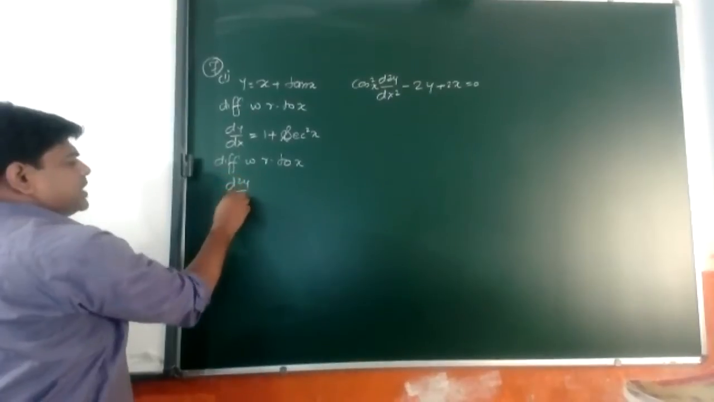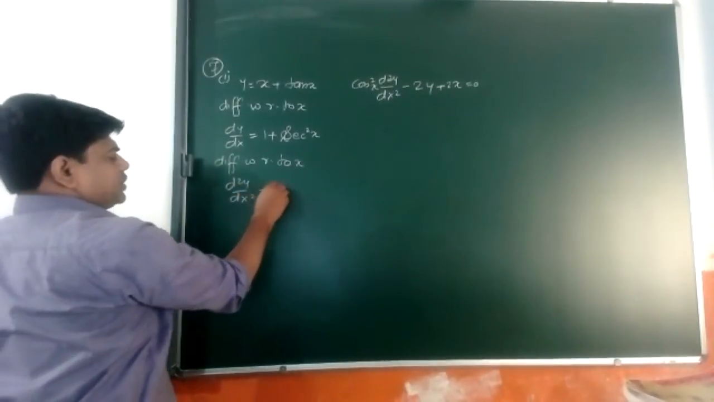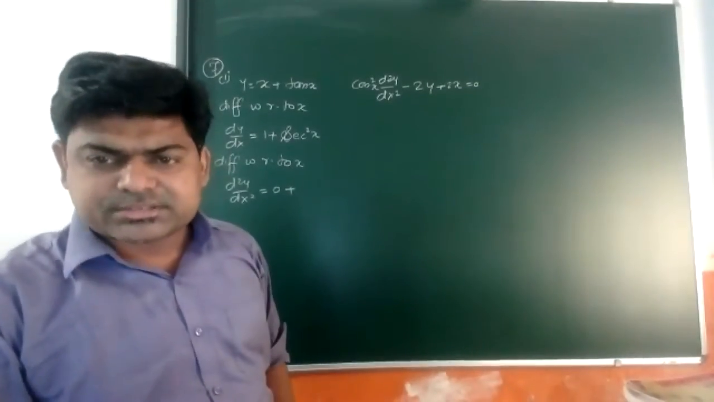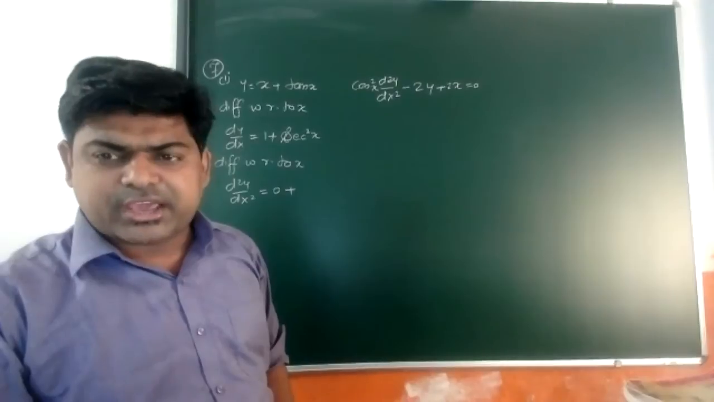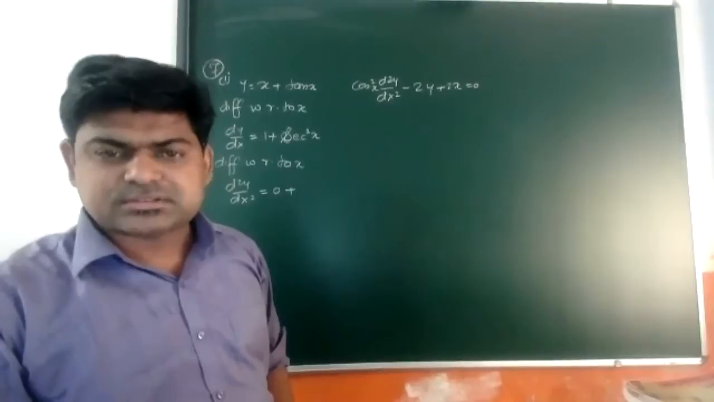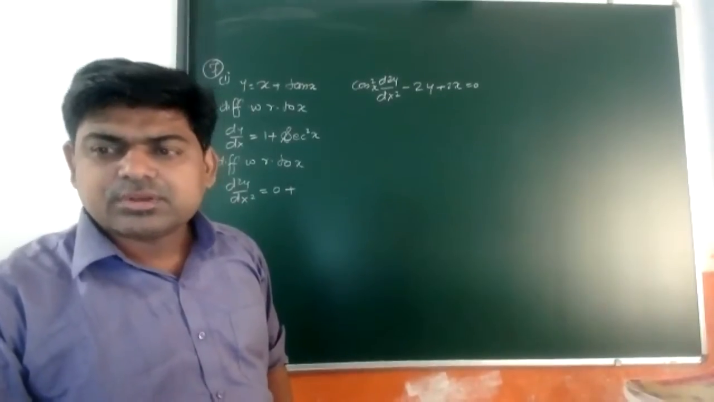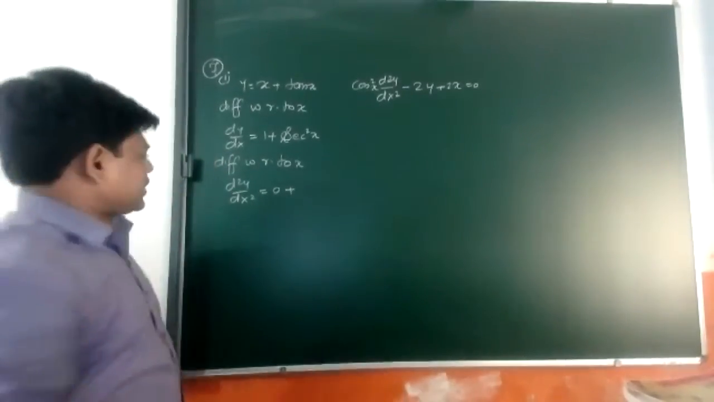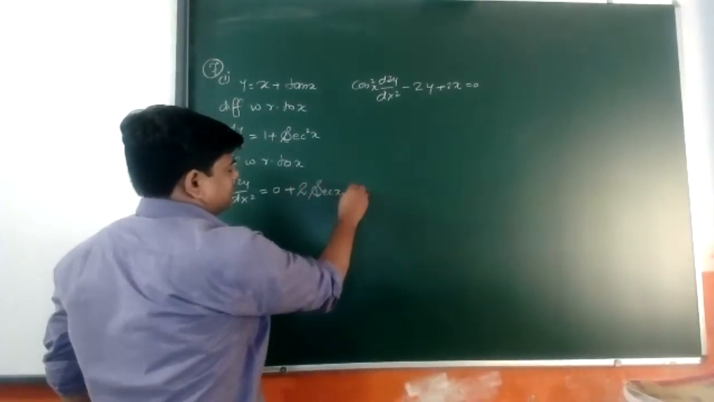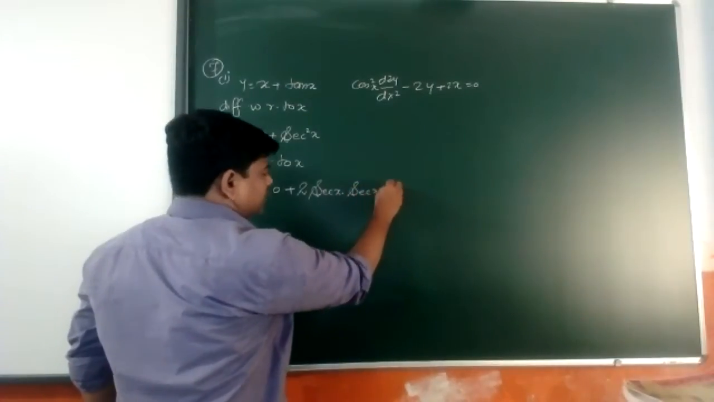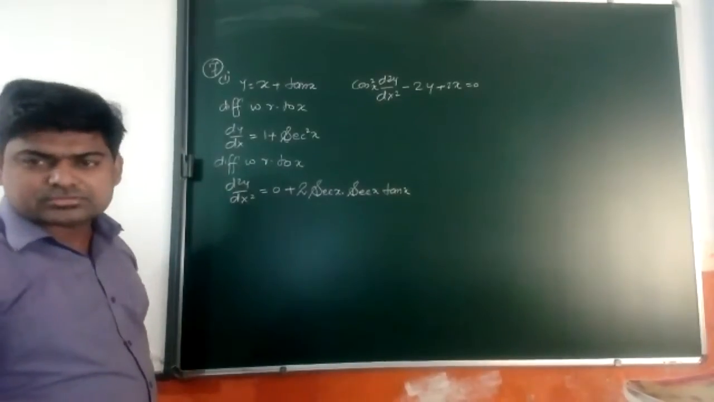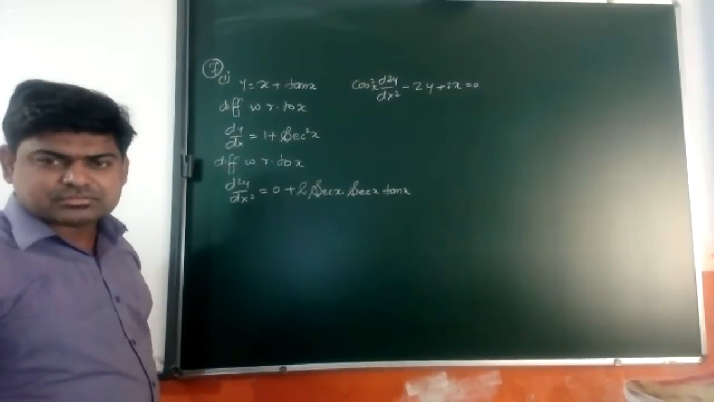d2y by dx square is equal to 0 plus the differentiation of sec square x, which is 2 sec x, and the differentiation of sec x is sec x tan x. Are you getting me? We will use the chain rule here. So what can I write? 2 sec x and then sec x into tan x. Any problem?